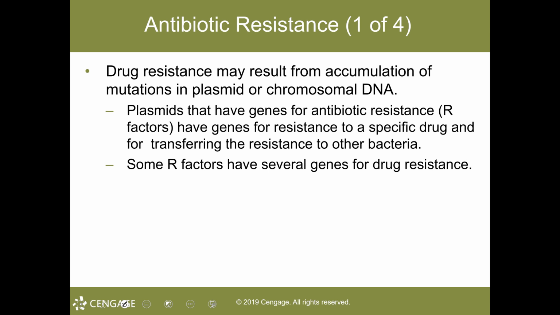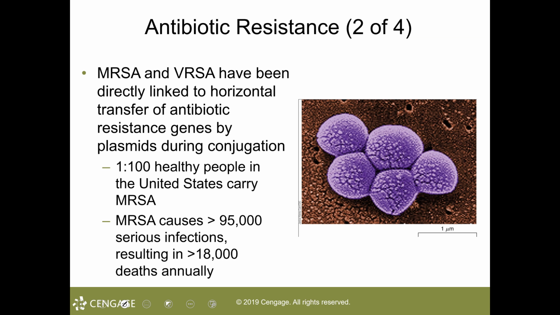And then we get to antibiotic resistance, which is, I say, huge. It's a major public health problem. So what happens is the plasmids have genes for antibiotic resistance, and of course the resistance to a specific drug or transferring the resistance to other bacteria. Some of our factors have several genes for drug resistance. Hence, class, if ever you are prescribed an antibiotic, you should take it all. I repeat, you should take it all. Or it may get to a point where things that were normally cured by a prescription of antibiotics begin to kill us because of the resistance, such as the case with MRSA and VRSA. So methicillin-resistant Staphylococcus aureus.